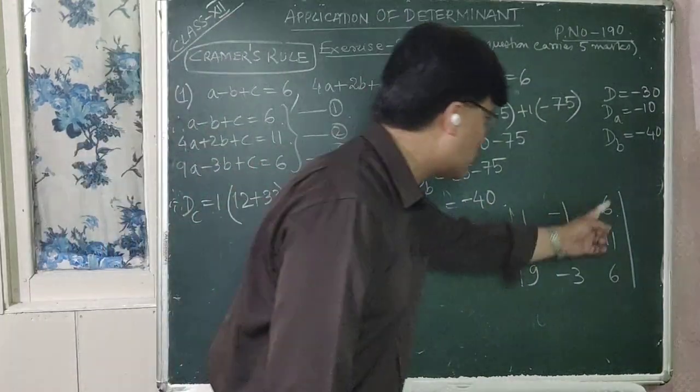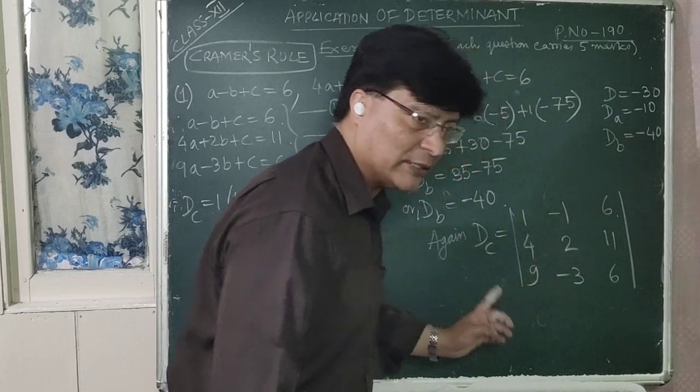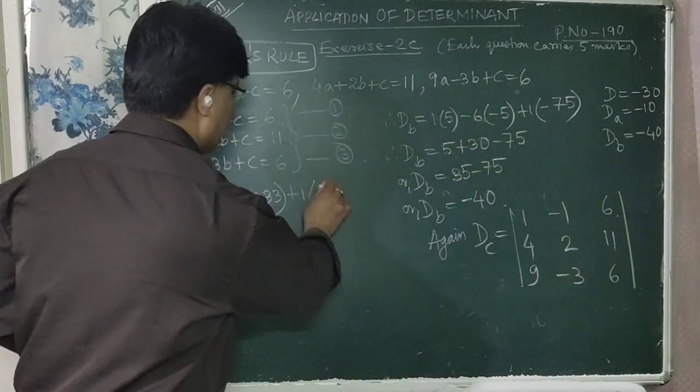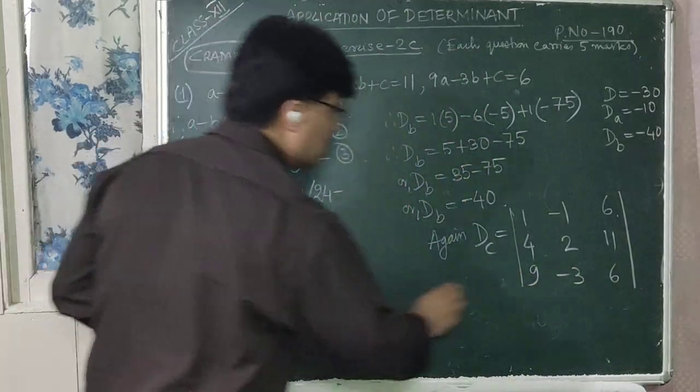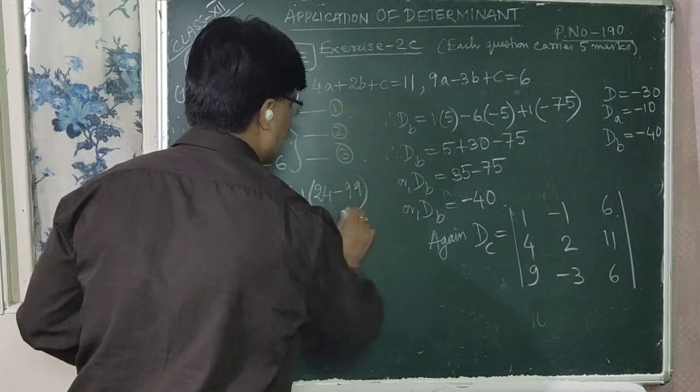Then next term, minus 2 minus plus 1. Now delete the row and the column through the element minus 1. That is first row and second column are deleted. What remains? 4, 11, 9 and 6. 4, 6 are 24 minus 11, 9 are 99. Right?